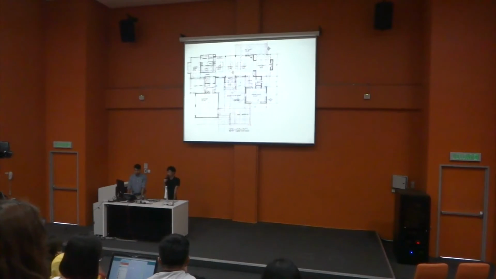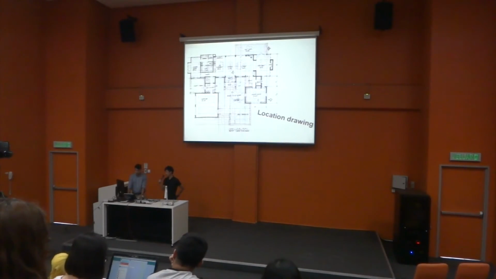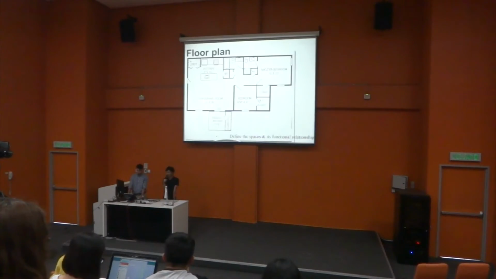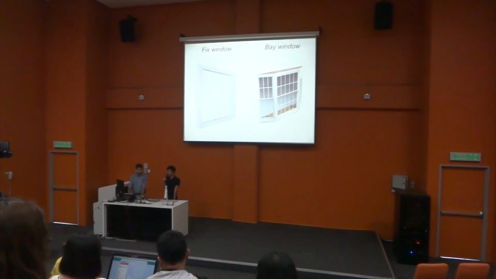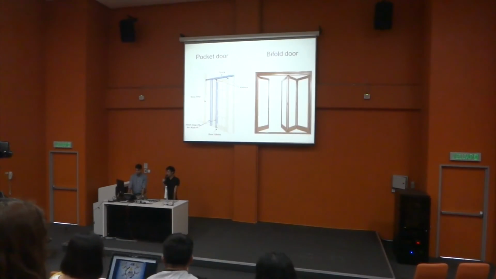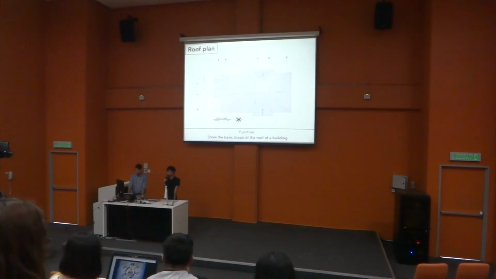This is what a location drawing looks like. It's used to show the location of construction elements. And then there's the floor plan, which is an example of location drawing. It's used to define the spaces and their functional relationship. And these are the architectural blueprint symbols. This is the fixed window and the bay window. And you have the pocket door and the bifold door.